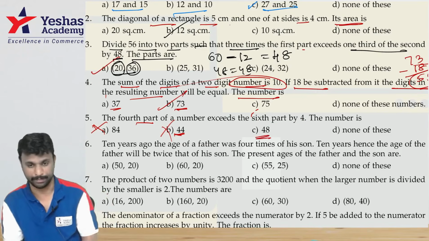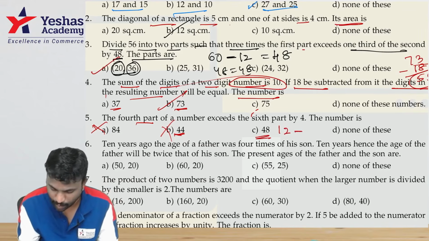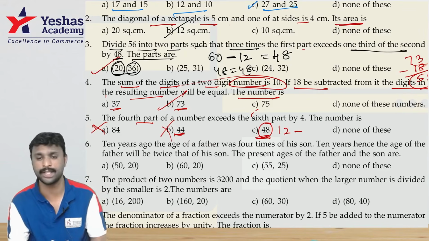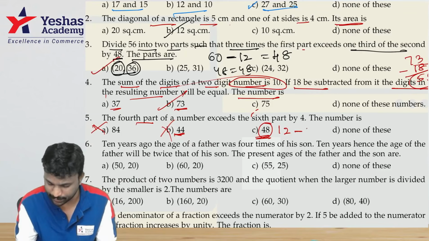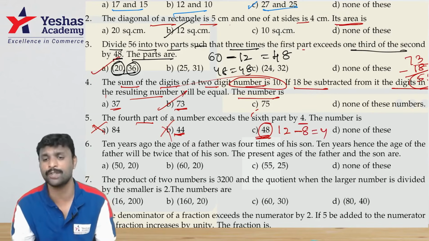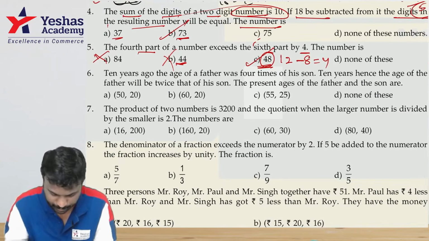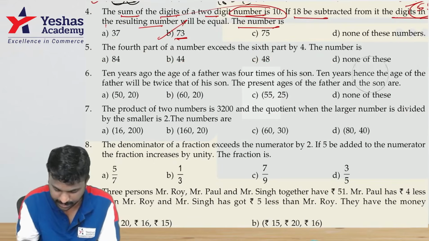How about option C? 1/4 of 48 is 12. That should exceed 1/6 of 48. What is 1/6 of 48? 48 by 6, which is 8. By how much? What they have said, 4. 12 minus 8 is also 4. Therefore, option C is the right answer. Guys, moving on to the next question, that is question number 6.